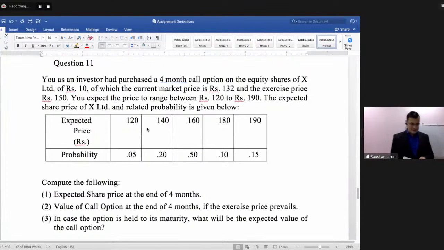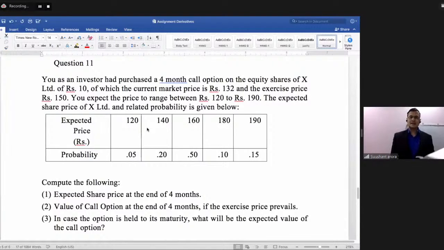You are an investor that has purchased a 4 months call option on the equity shares. So since you are buying a call option, you are bullish or bearish? Ask your mind, ask your heart. Those who are thinking bullish are absolutely correct. Since you're buying a call option, you want the stock price to increase. The premium is rupees 10, the current price is 132.